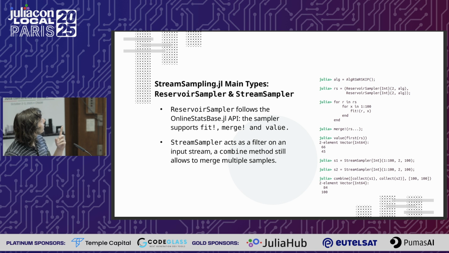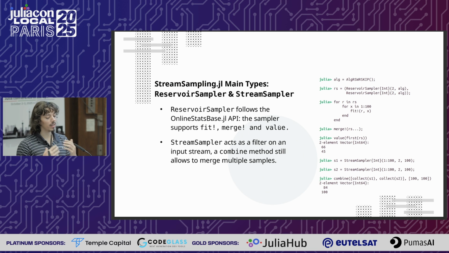And this is just a little demonstration. Here, for example, are the two main types of this library, reservoir sampler and stream sampler, and you can create those types with a certain algorithm. For example, this is an algorithm for weighted sampling with replacement. Then you can fit some data in these samplers, and in the end, if you have multiple samples, you can even merge them into a unique sample. In this case, the samples are composed of two elements, and the merged sample will be composed of two elements, but it will be a sample from the union of the two streams.